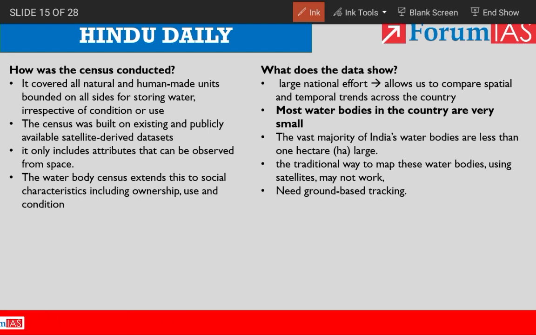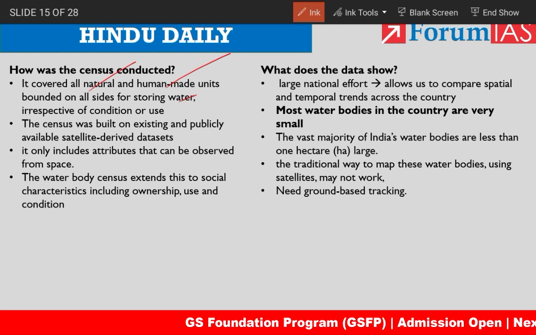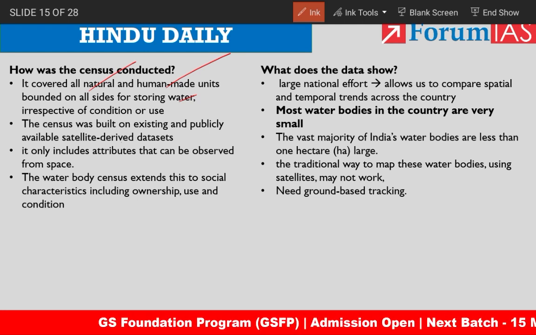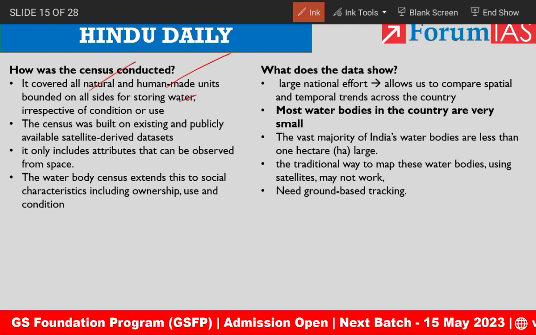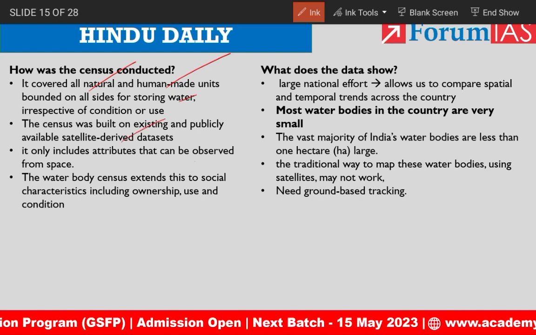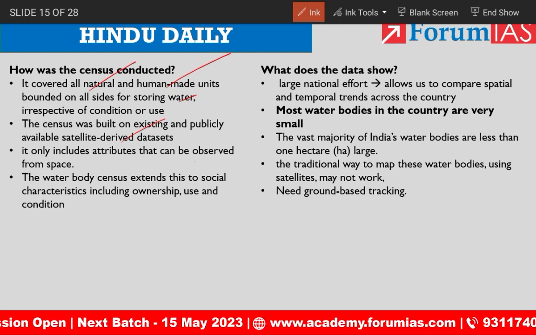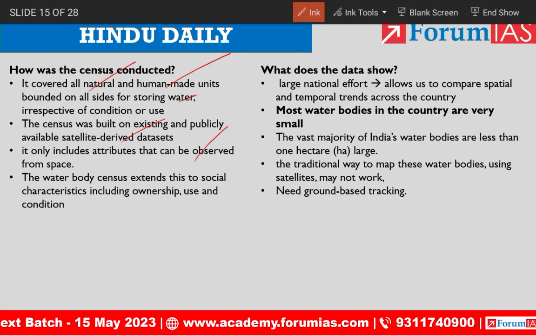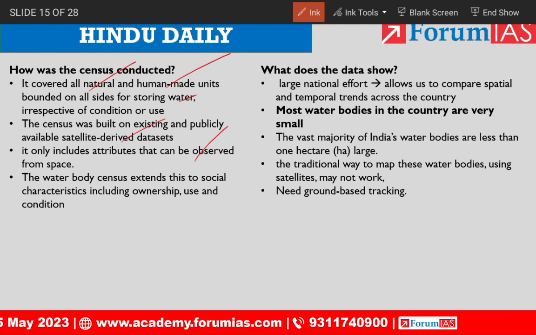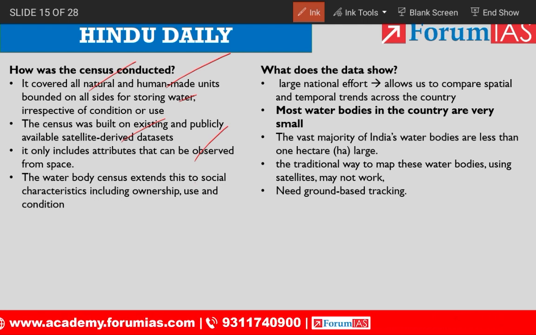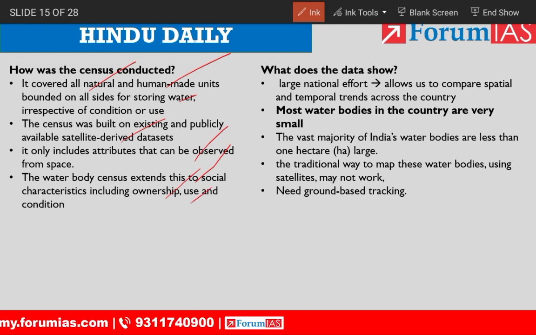So it covered all natural as well as human-made units, irrespective of condition or use. Even if it is not being used right now, the census covered all those things. And the census was built on already existing and publicly available satellite-derived datasets. But one thing you should know is it included units that can be observed only from space. And one good thing is this census took into account the social characteristics, including who owns it, how it is used, and what is the condition. All those things they took into account.